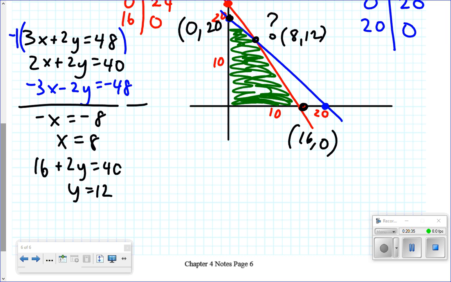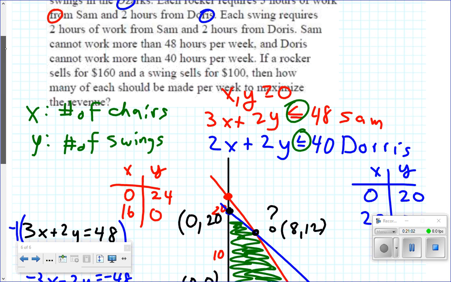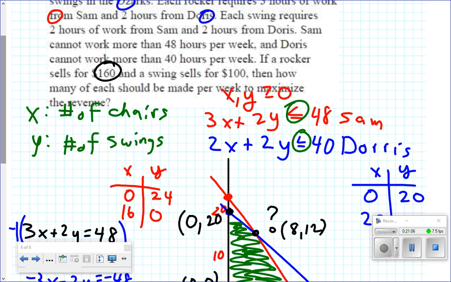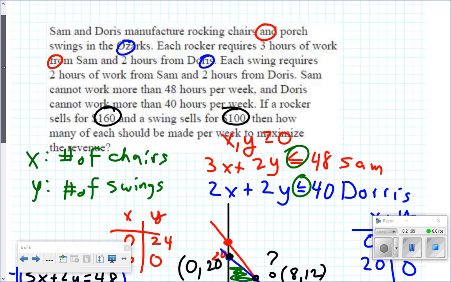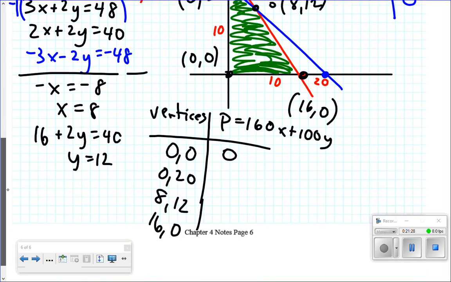So with these 3 corner points, and actually a fourth one, we're going to calculate the profit for each one. All right, so let's make our table where we write down the vertices. The vertices being 0, 0, 0, 20, 8, 12, and 16, 0. So one of these 4 is going to maximize our profit. Rockers sell for 160 and swings sell for 100, so what is going to be the maximum profit? The profit is 160x plus 100y. I'll calculate how much I'll make if I produce each amount. If I make 0 rockers and 20 swings, that's going to be $2,000.